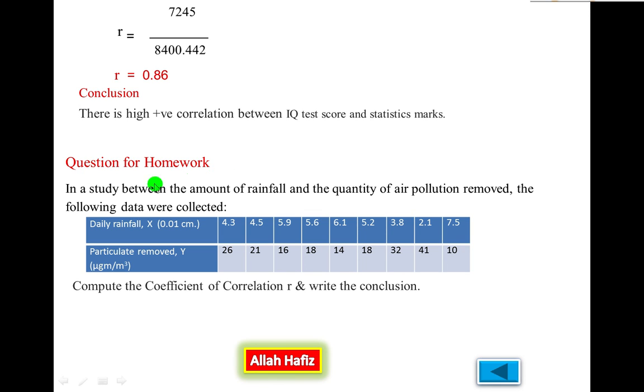The question for homework: in a study between the amount of rainfall and the quantity of air pollution removed, the following data were collected. You have solved this question in the homework of the regression analysis, regression line. Daily rainfall is x, particulate removed is y. Compute the coefficient of correlation r, and write the conclusion.